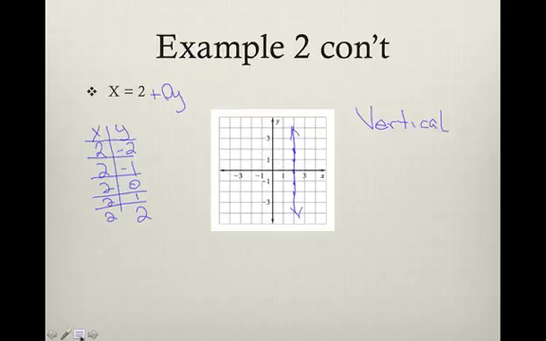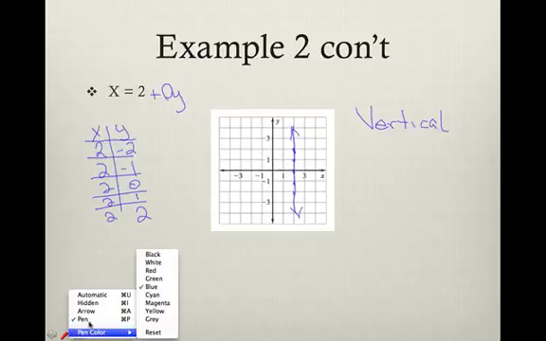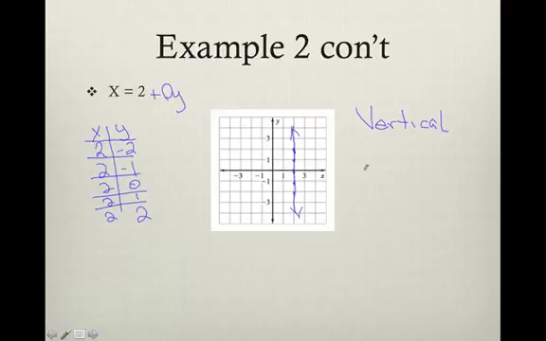Okay, what do you think x equals -1 would look like? If you said it would be a vertical line through x equals -1, pretend that was straight, you would be correct.